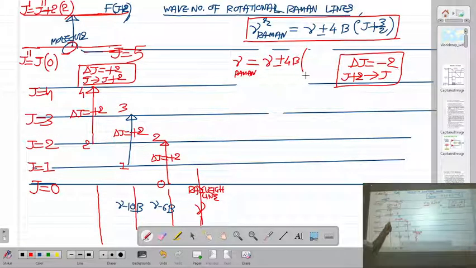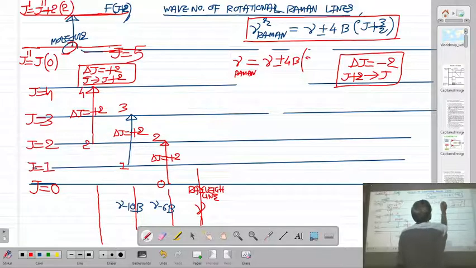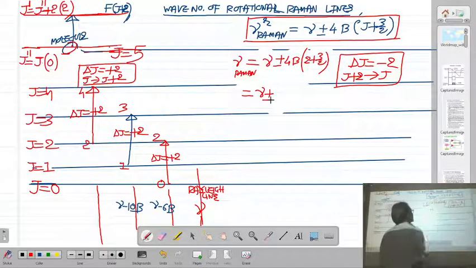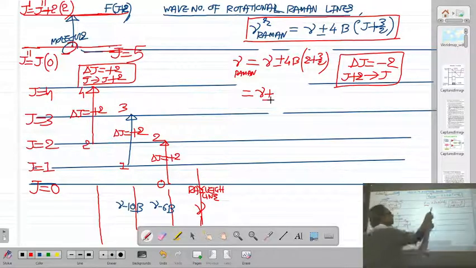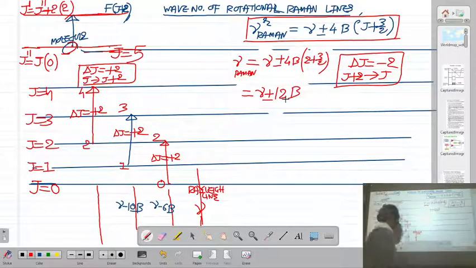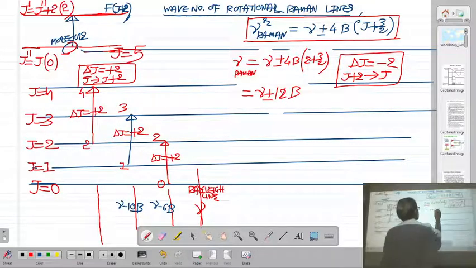The molecule is making a transition from rotational level 2 to rotational level 4. When a molecule makes a transition from rotational level J equal to 2 to J equal to 4, the difference of rotational quantum number will be 4 minus 2, that is 2, and the lowest rotational quantum number is 2. So I put J equal to 2, plus 3 by 2. So I get nu plus or minus 12 into 4, 48b by 2, that will be 12b. Sorry, 14b.